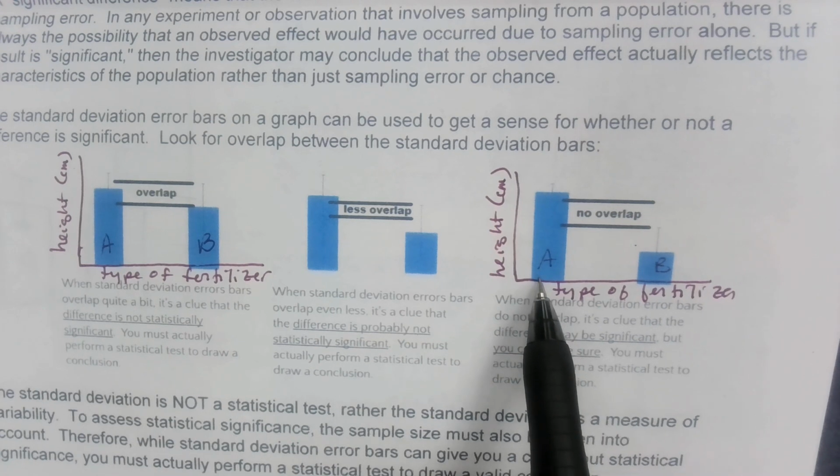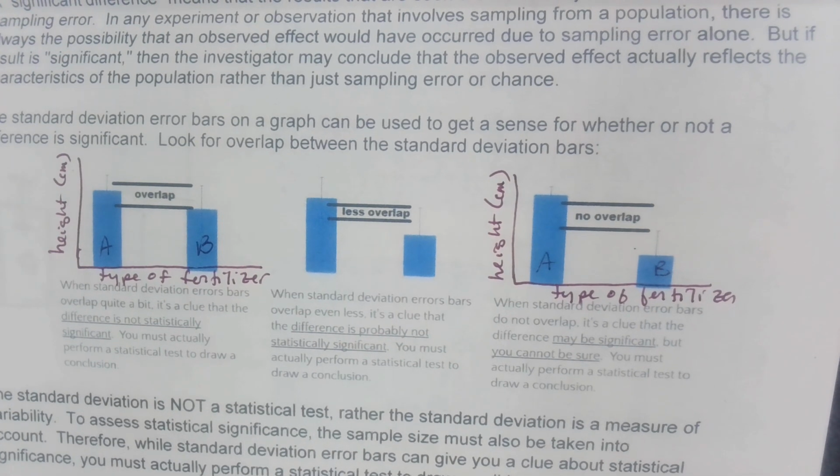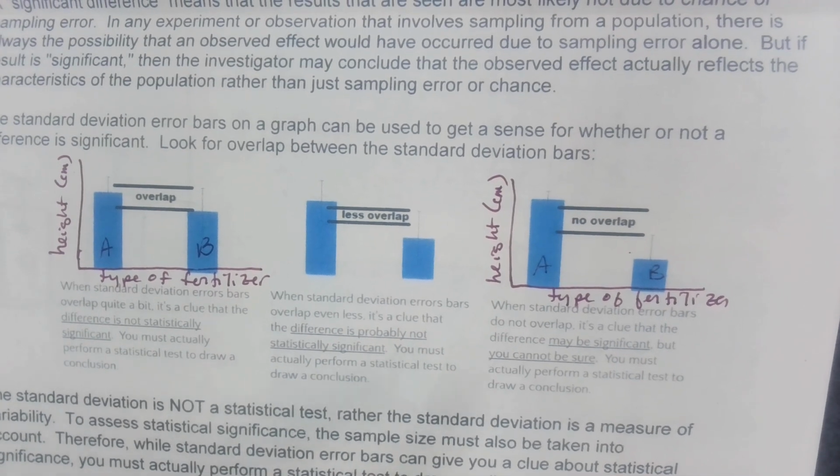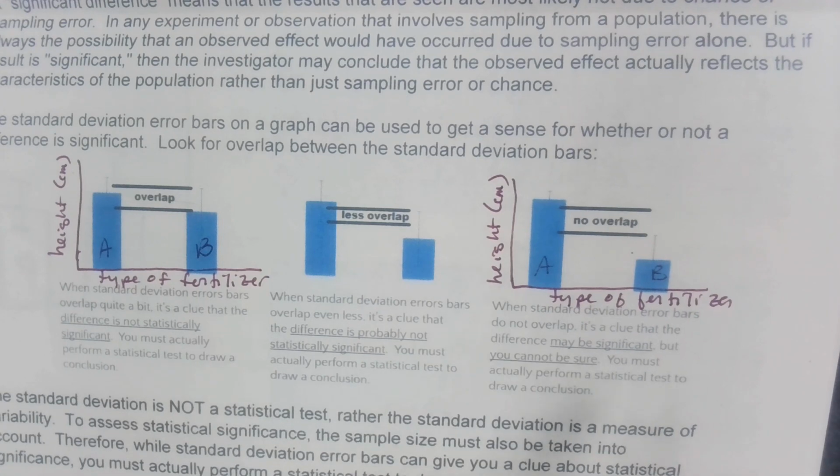And I can be confident that fertilizer brand A is producing taller plants than fertilizer brand B. The thing about science is that even though this is showing that there is a statistically significant difference, we can never be for sure. We just need to test more.